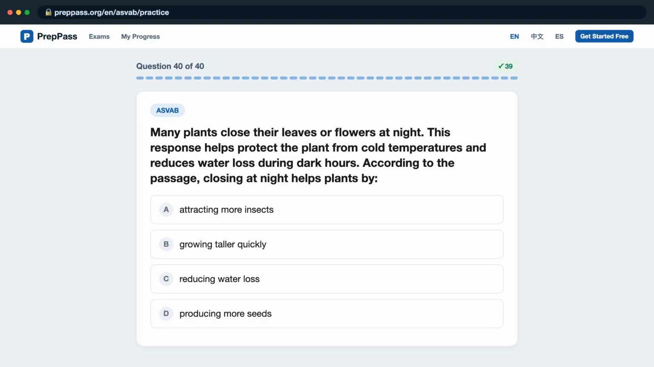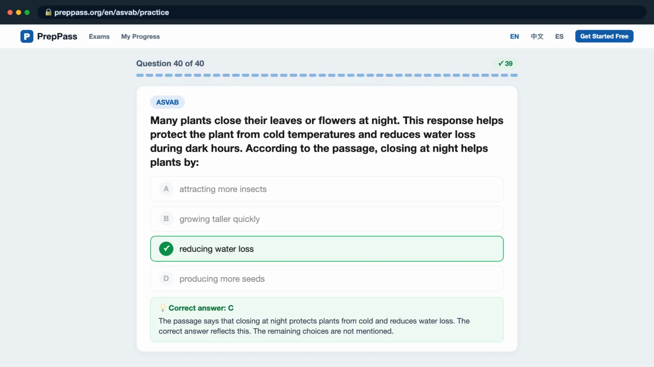Question 40. Many plants close their leaves or flowers at night. This response helps protect the plant from cold temperatures and reduces water loss during dark hours. According to the passage, closing at night helps plants by, is it A, attracting more insects? B, growing taller quickly? C, reducing water loss? D, producing more seeds? The correct answer is C.